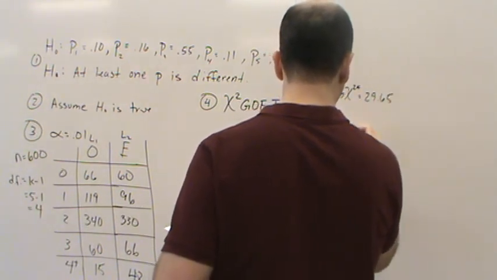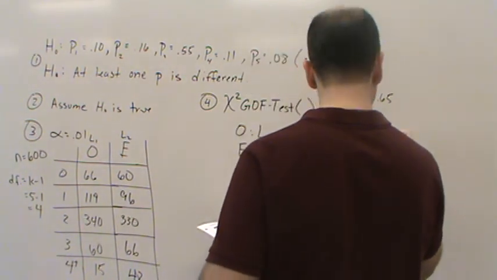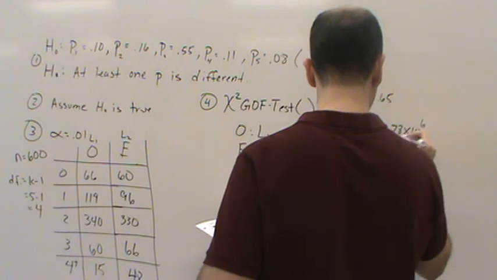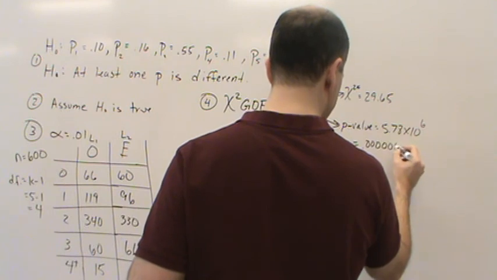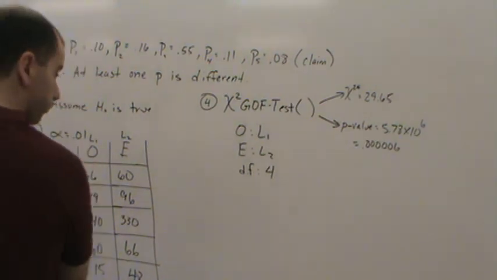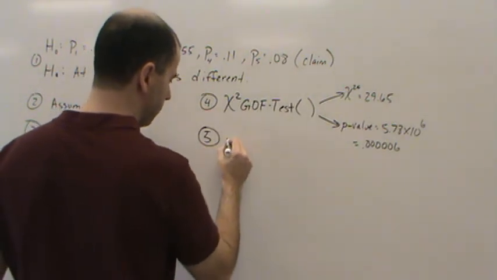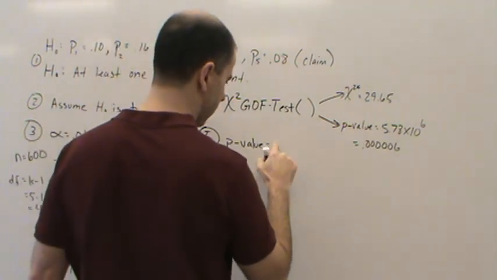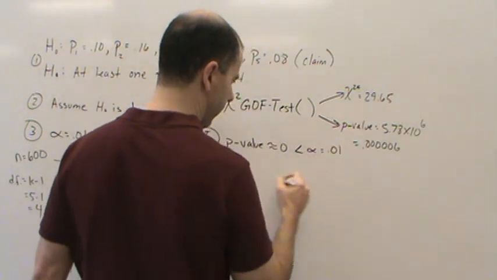And my p-value is 5.78 times 10 to the negative 6th. So in other words, 0.000006. So extremely small p-value. And so, again, step 5, I'm going to use the p-value method. So the p-value is very small, so basically just about 0, which is definitely less than alpha equal to 0.01.